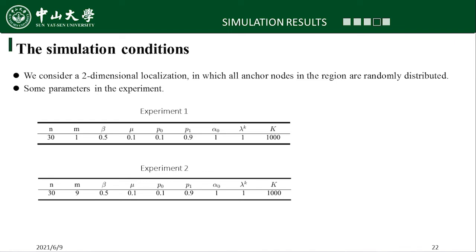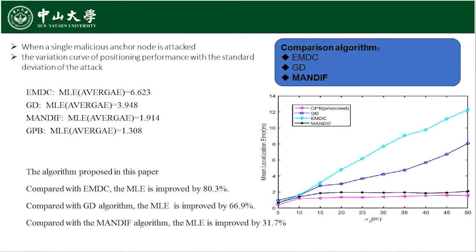We consider a two-dimensional localization, in which all anchor nodes in the region are randomly distributed. Some parameters in the experiment are shown as follows. When a single malicious anchor is attacked, the figure shows the variation curve of position performance with the standard deviation of the attack.